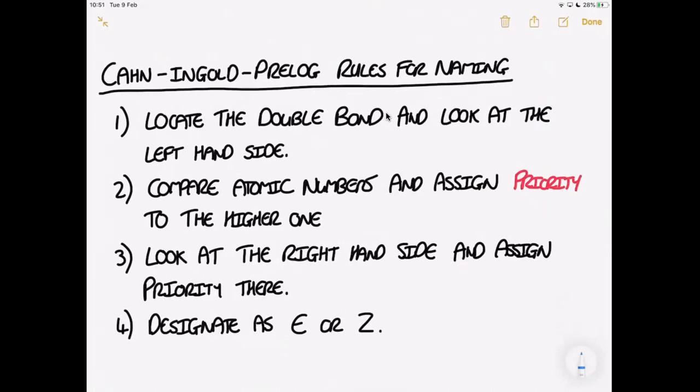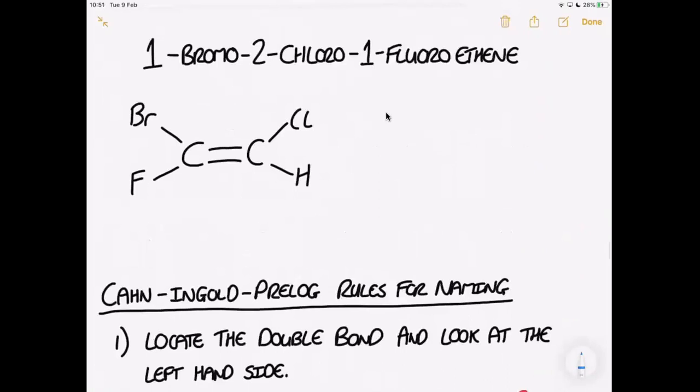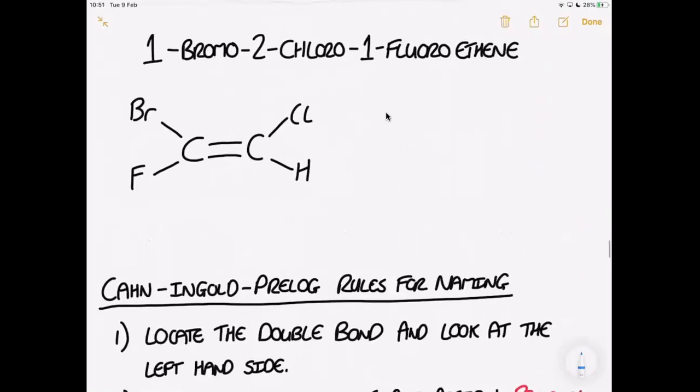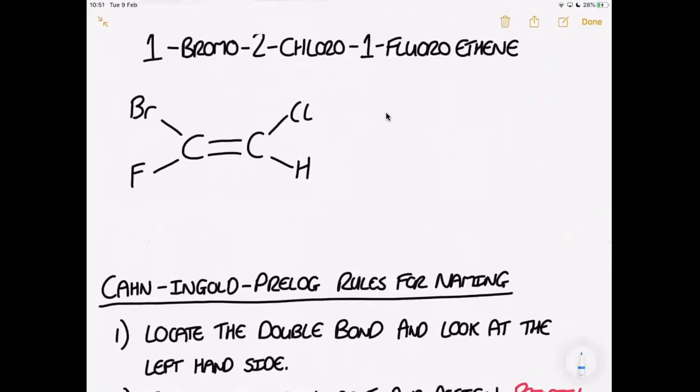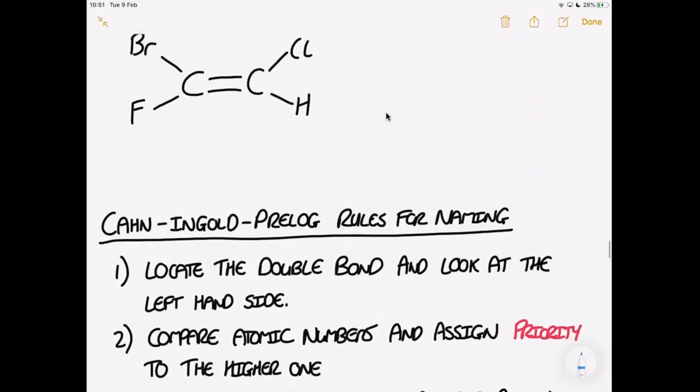If you've got a copy of these in front of you, it says locate the double bond and look at the left-hand side. It doesn't have to be the left-hand side, but that's just a convention to start on the left-hand side. So here we've got the molecule: locate the double bond, look at the left-hand side. We've got fluorine and bromine, and we've already established that that's a problem, but now we have a method to solve it. Compare atomic numbers and assign priority to the higher one.